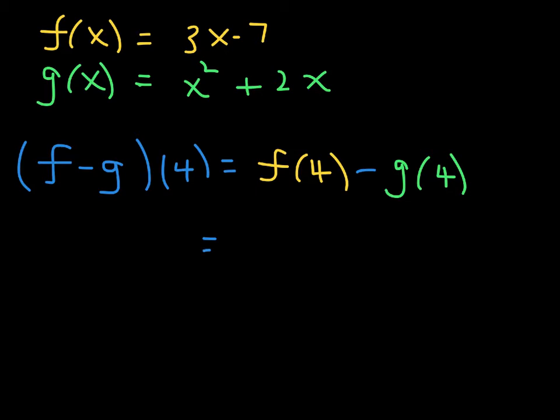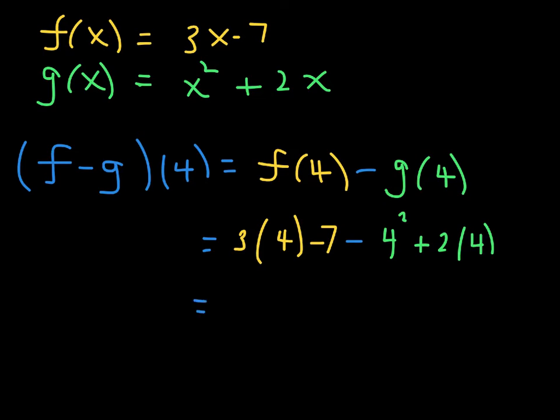When you plug 4 into f, let me see if I can use yellow here. Okay, so we take 4, plug it into f, so it'll be 3 times 4 minus 7, and then don't forget we have to subtract. All right, got it. So we're going to subtract what we get when we plug 4 into g. So it'll be 4 squared plus 2 times 4. All right, cool. Let's continue working.